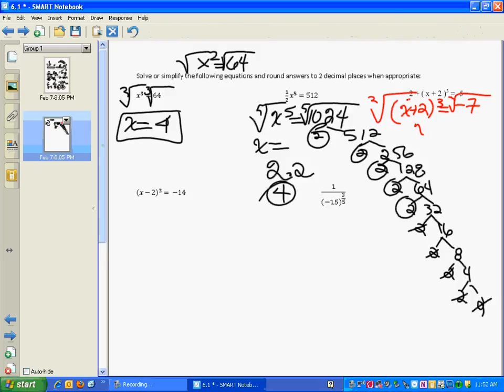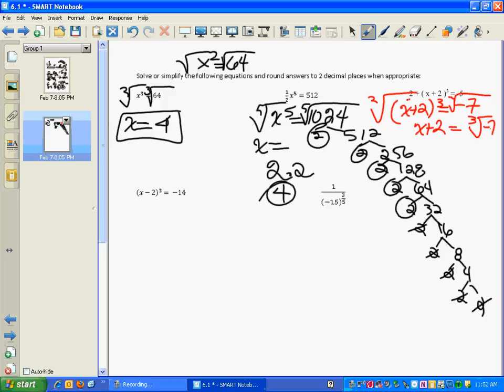So that's going to be x plus 2 equals the cubic root of negative 7. And what do I do now? So x is equal to negative 2 plus the cubic root of negative 7. So the directions say round your answer to 2 decimals when appropriate. This would be inappropriate. So plug into your calculator negative 2.